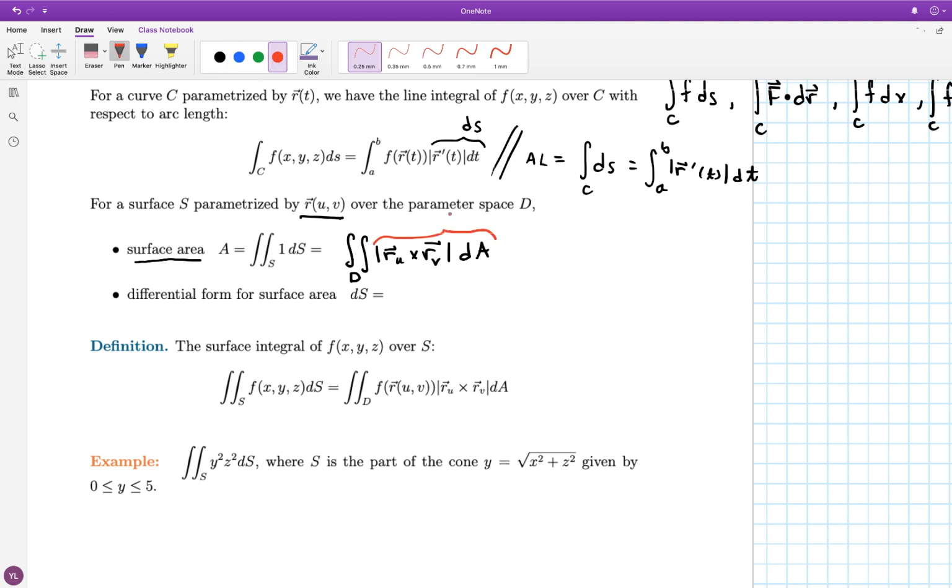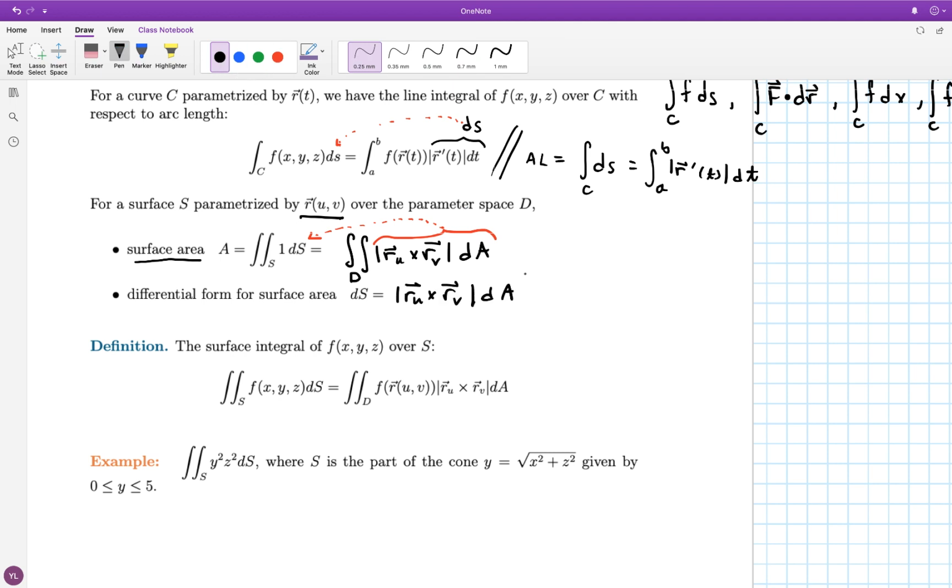So this right here is the differential form dS for surface area, in the same way that this form right here is the differential form for arc length that we used in our line integrals. So this right here is going to be fundamental.